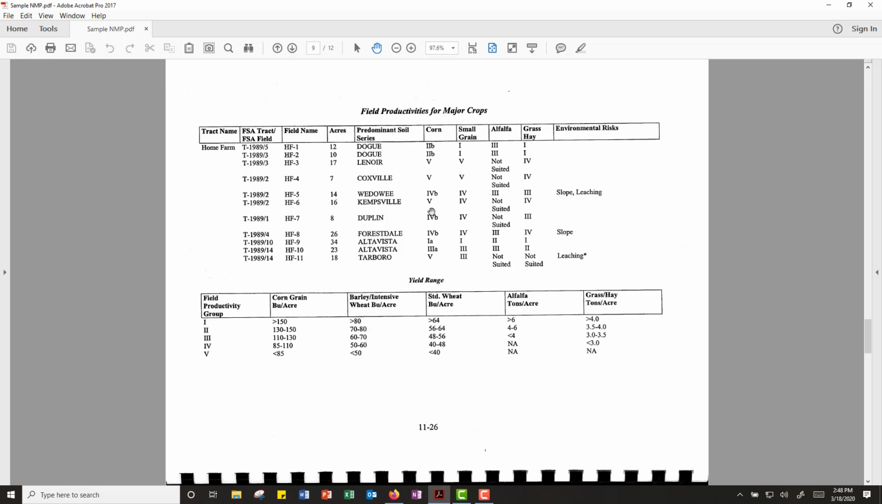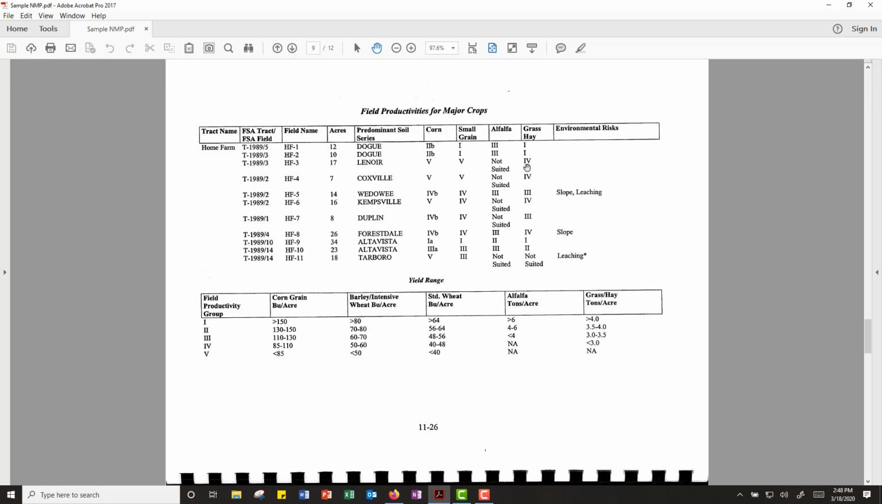Slide over, and this you will get into in section 4.1, I think. What this is telling you is that different soils are good for different crops. Dogue is excellent for growing small grains or for grass hay. That's what that productivity group 1 tells you. Dogue is not very good at growing alfalfa. On the other hand, Lenoir really isn't very good anywhere across the board.